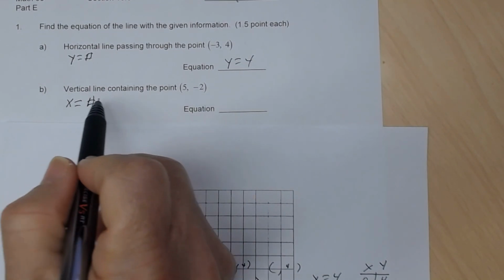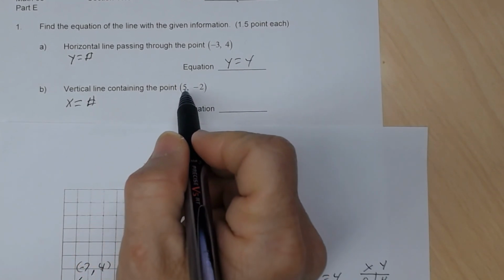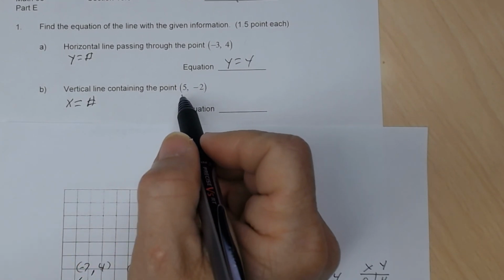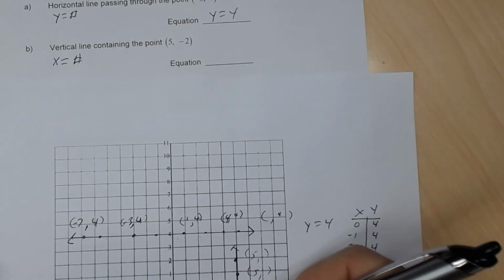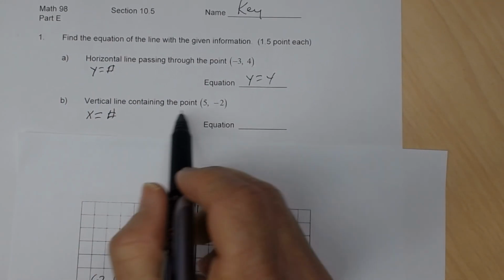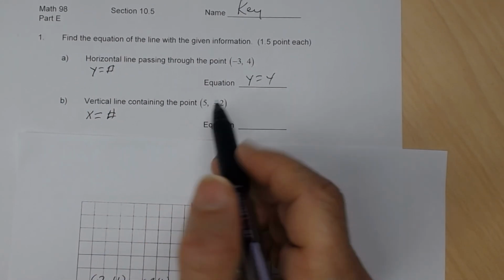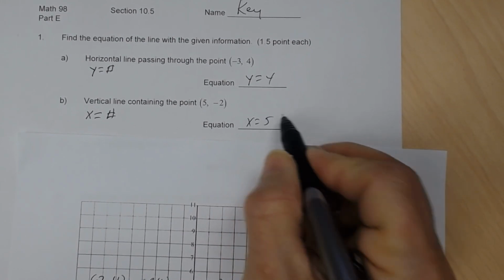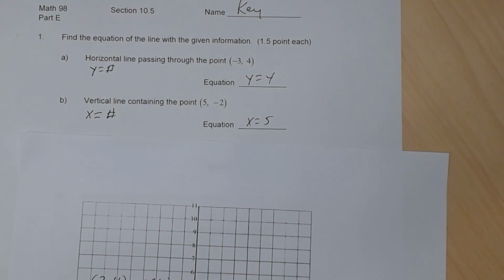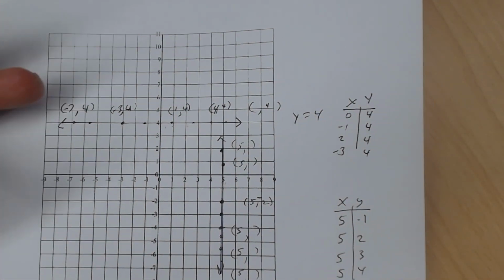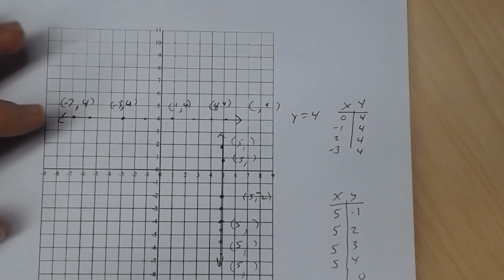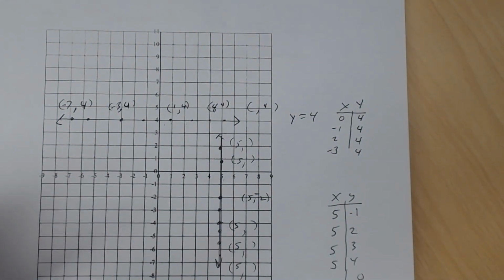So if you're given a vertical line containing a point, then you're just going to look at this x coordinate right here. Now in your mind, it helps to have this drawn. But basically it's just this x coordinate. So x equals 5. Okay, so it does help when given situations like this and you need graph paper to help you understand the situation, then use a graph paper.